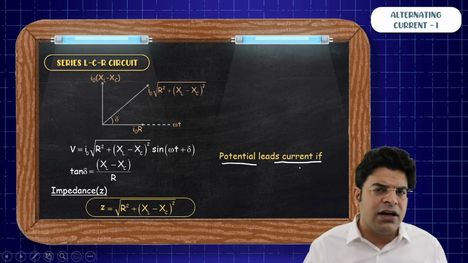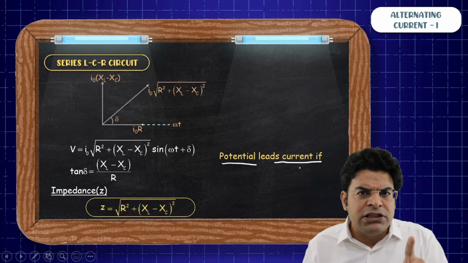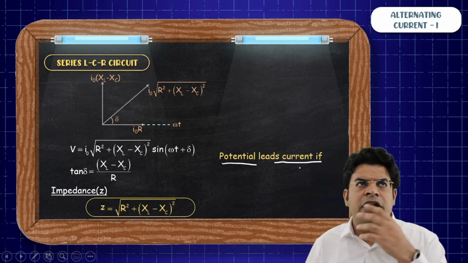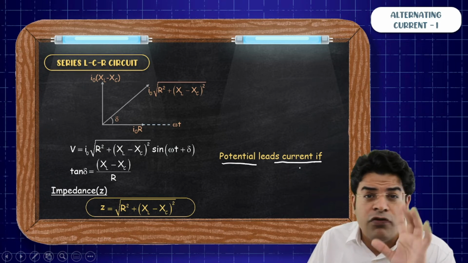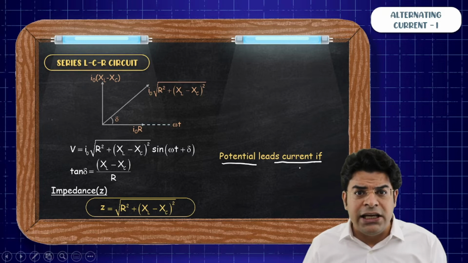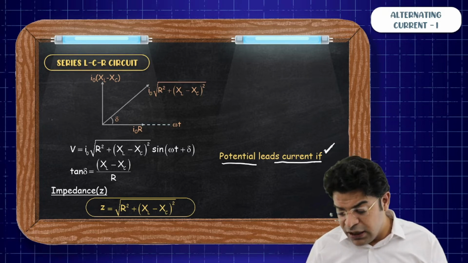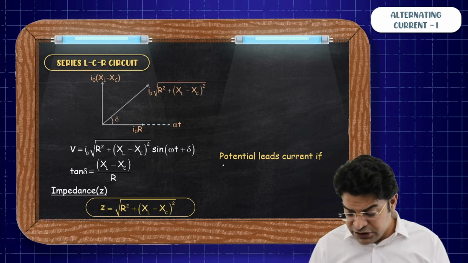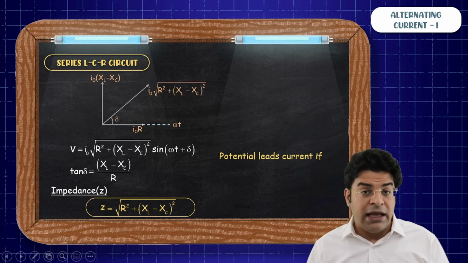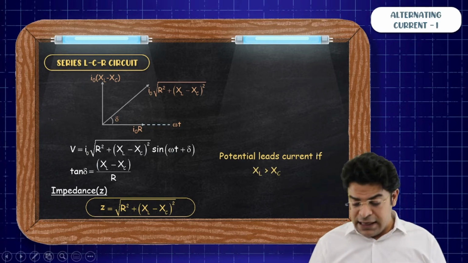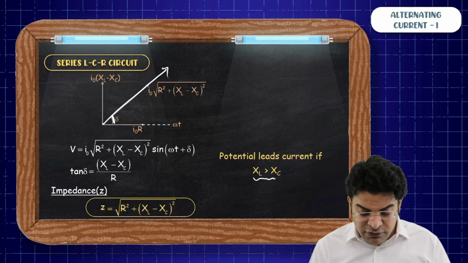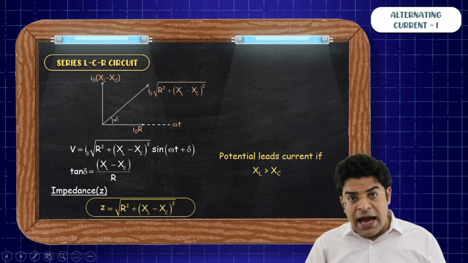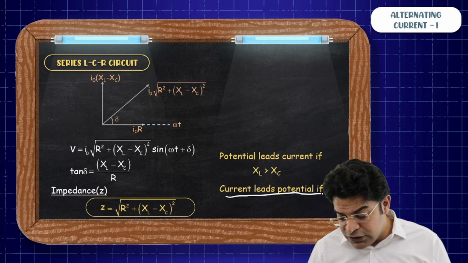Potential leads the current in which one? In pure resistive, in pure capacitive, or in pure inductive? Sir, potential leads the current in pure inductive by a phase of pi by 2. I am not at all saying here that the potential will lead the current by a phase of pi by 2. I am saying that the potential will lead the current if XL is greater than XC. You will get a figure something like this. The potential will lead the phase of current, and the current will lead the phase of potential.